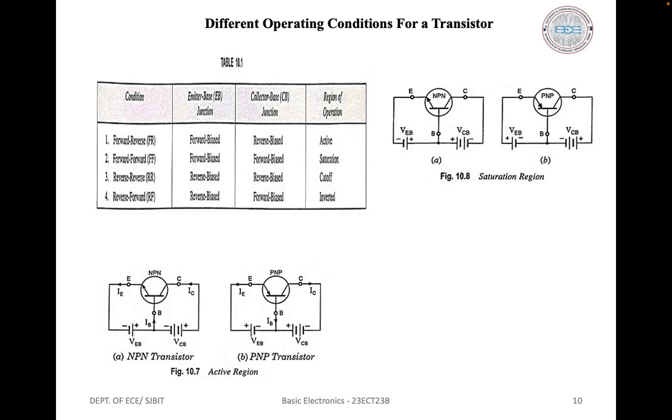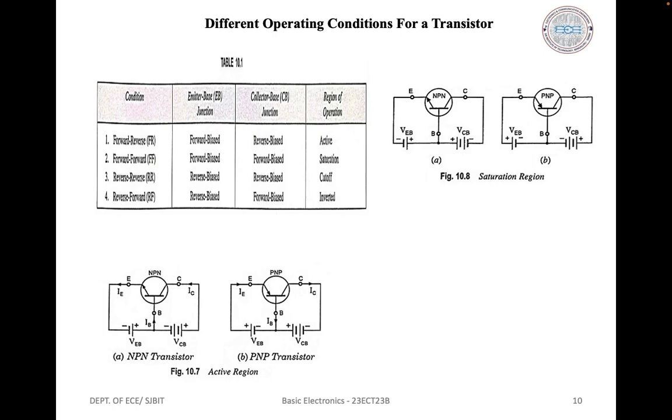And coming to the different operating conditions for a transistor, the different operating conditions are the saturation region, the active region, and the cutoff region. The condition when the emitter base junction is forward biased and the collector base junction is reverse biased, the transistor is said to be in the active region of operation.